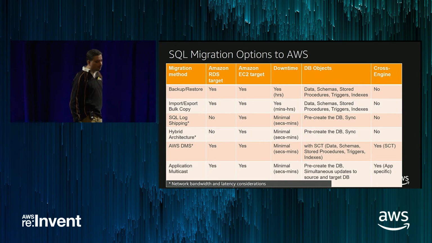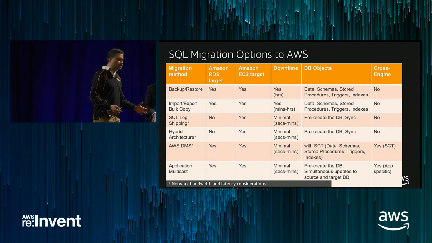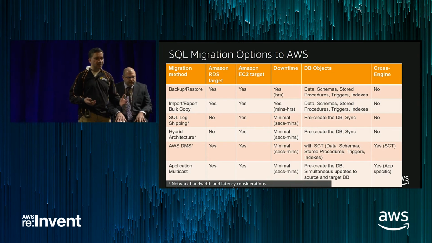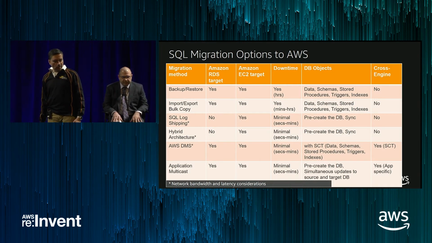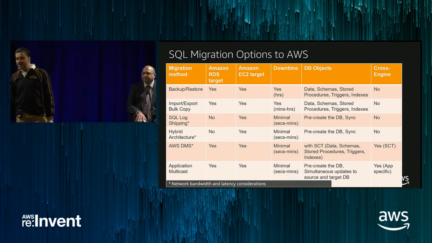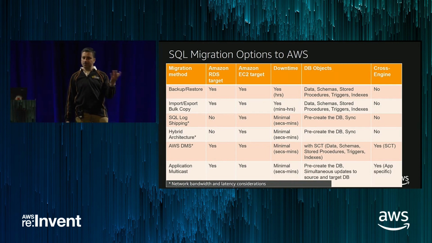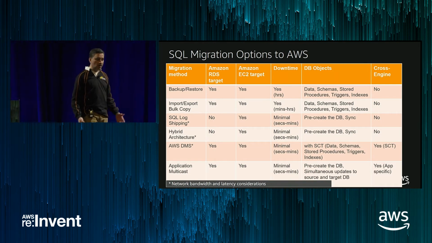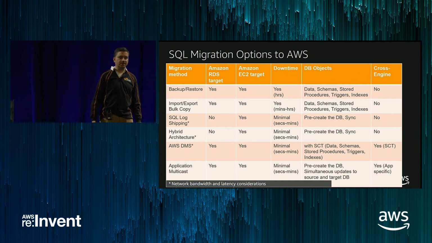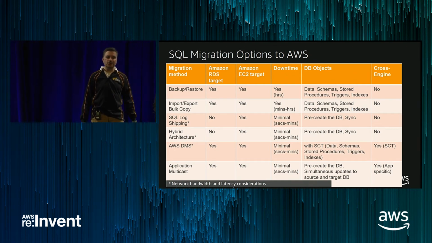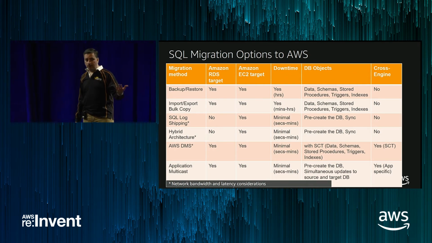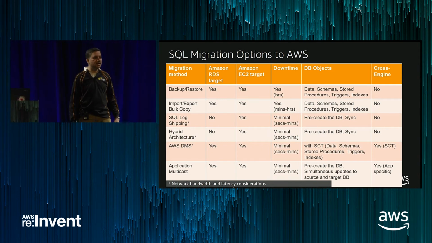With DMS, though, you get minimal downtime, and you can achieve near zero downtime. It also allows you to use both RDS and EC2 as a target. That means you can use both ways. And it also allows you to migrate cross-engine, which means if you're trying to move to Postgres or MySQL or whatnot, DMS with the combination of Schema Conversion Tool provides you with that capability.